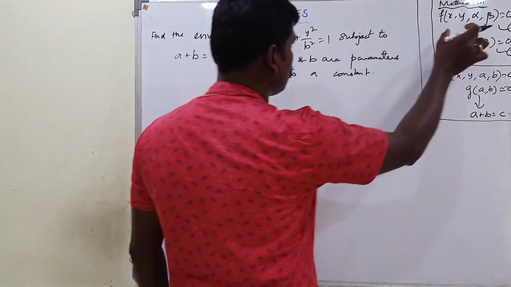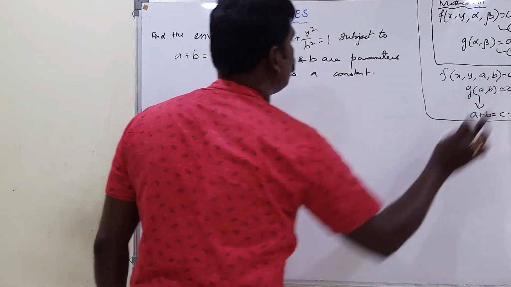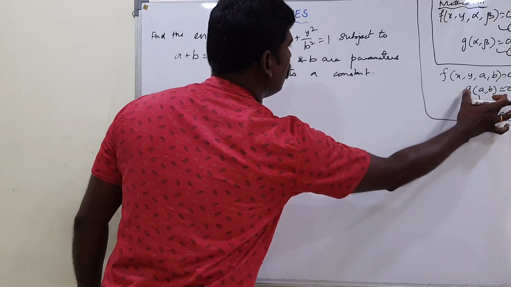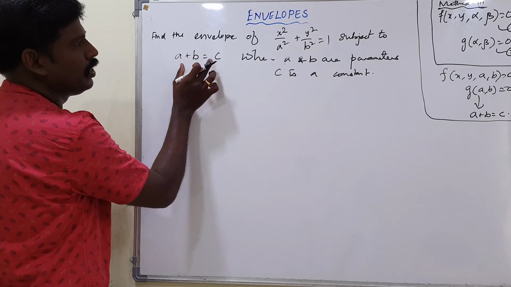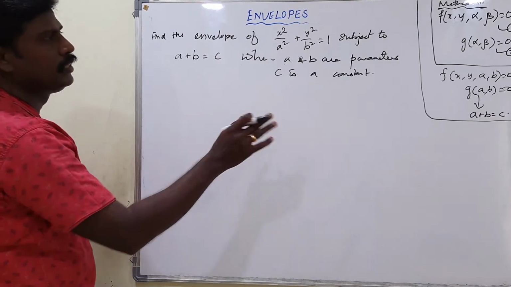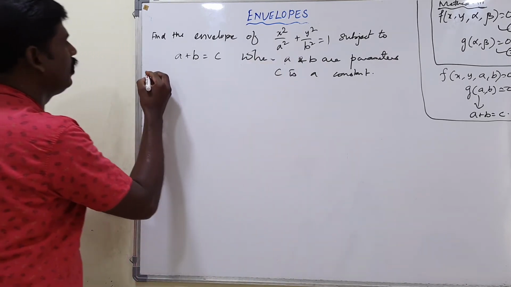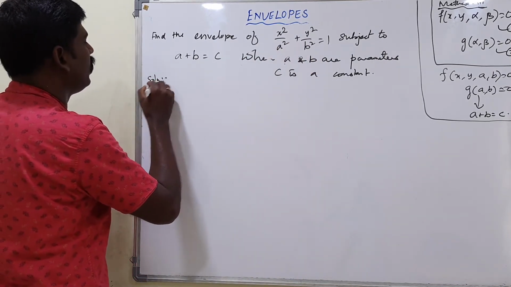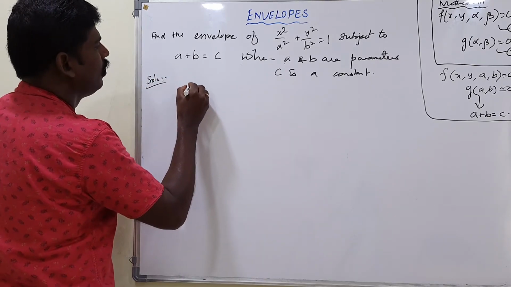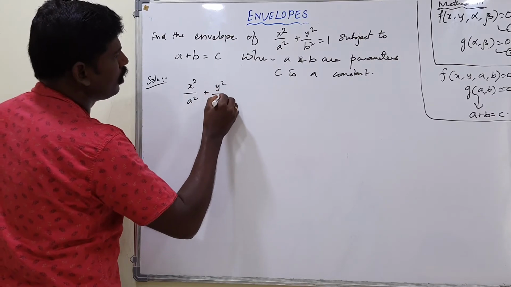So the given equation is in the form of f(x, y, a, b) = 0, and the relationship g(a, b) is given as a + b = c. Using these two through method 3, I am going to find the envelope of the family of ellipses by eliminating a and b from the given relationship. What is given? x²/a² + y²/b² = 1.